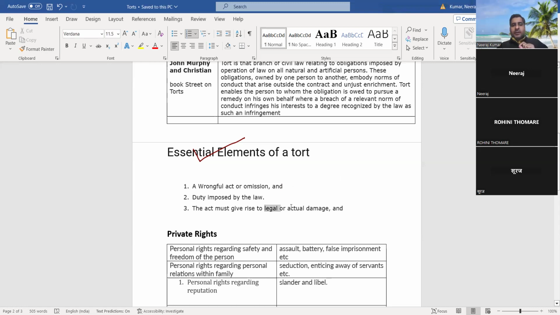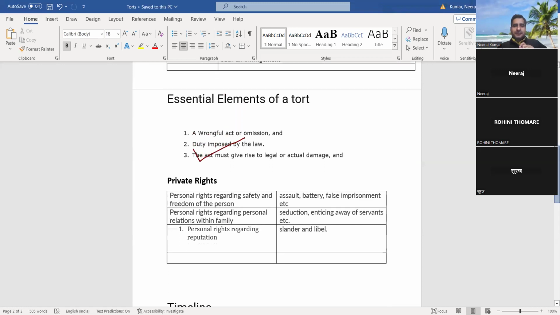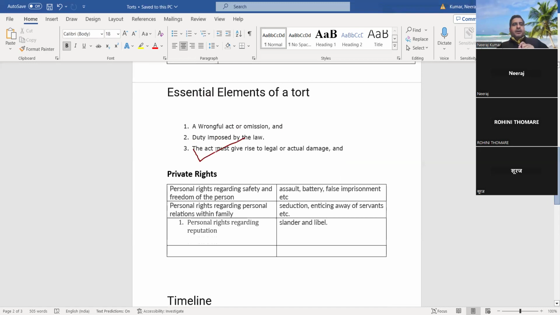When we talk about legal or actual damage, we will discuss that in detail when we talk about injuria and then damage. So this is legal or actual damage. Both are different things. Now a little bit about the keywords here.